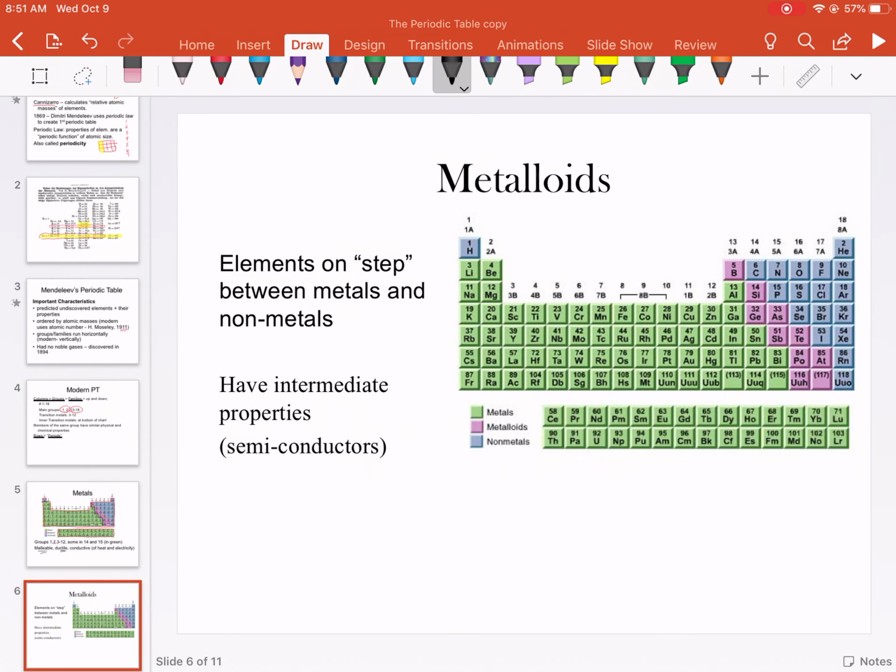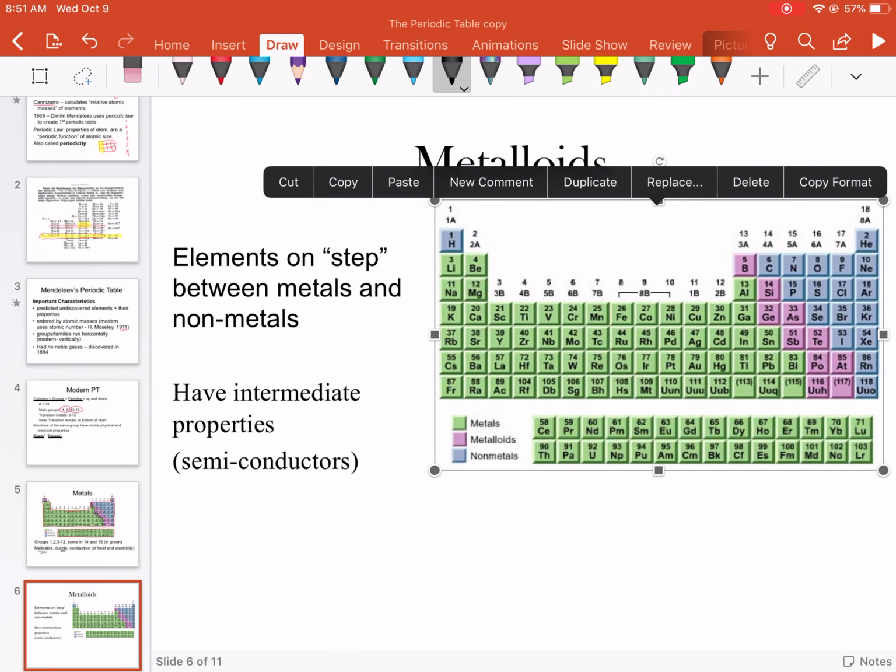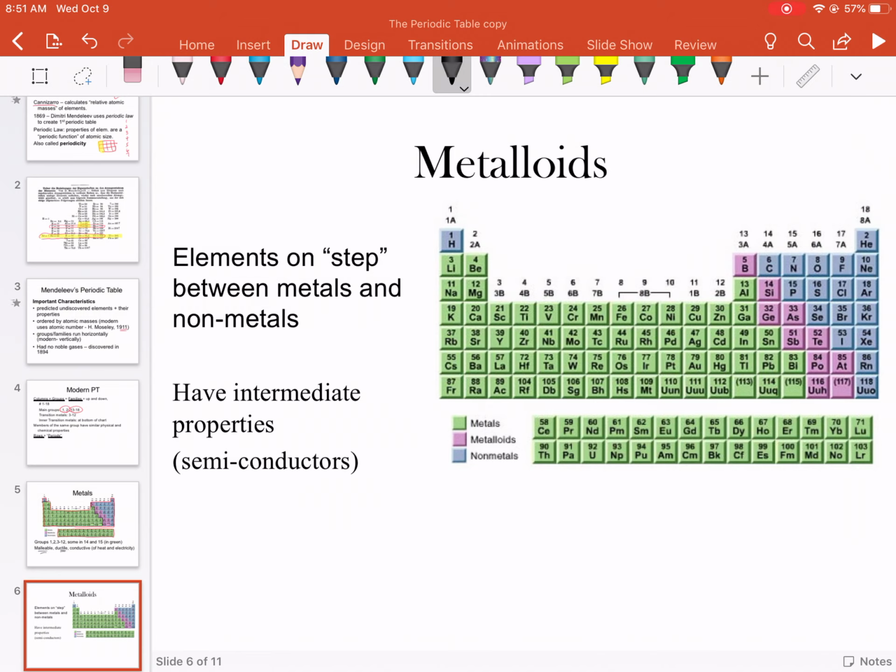All right, then the metalloids, again, are the little staircase there. They're interesting because even though there's not a lot of them, number one, they separate the metals from the nonmetals, and number two, they have intermediate properties. So for example, silicon is the metalloid that's used in computer chips. It's used because it is a semiconductor, and that is helpful in making computer chips.